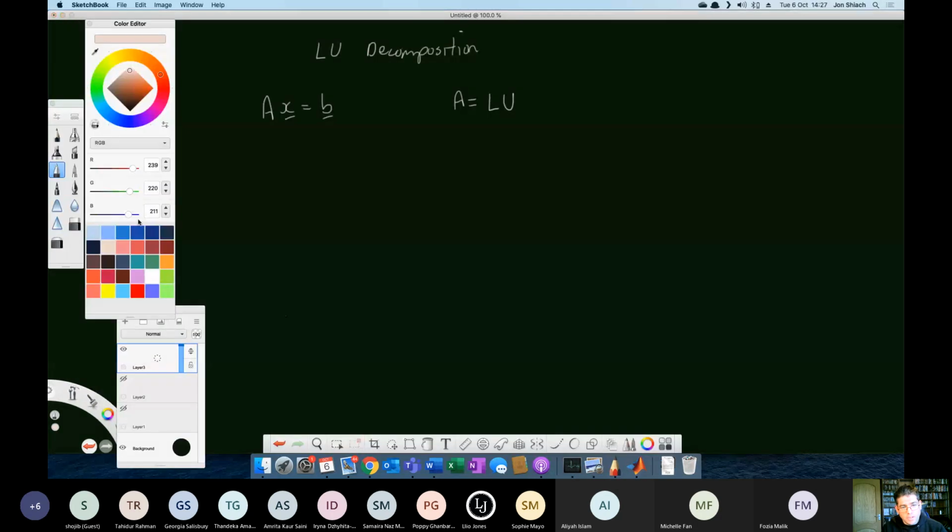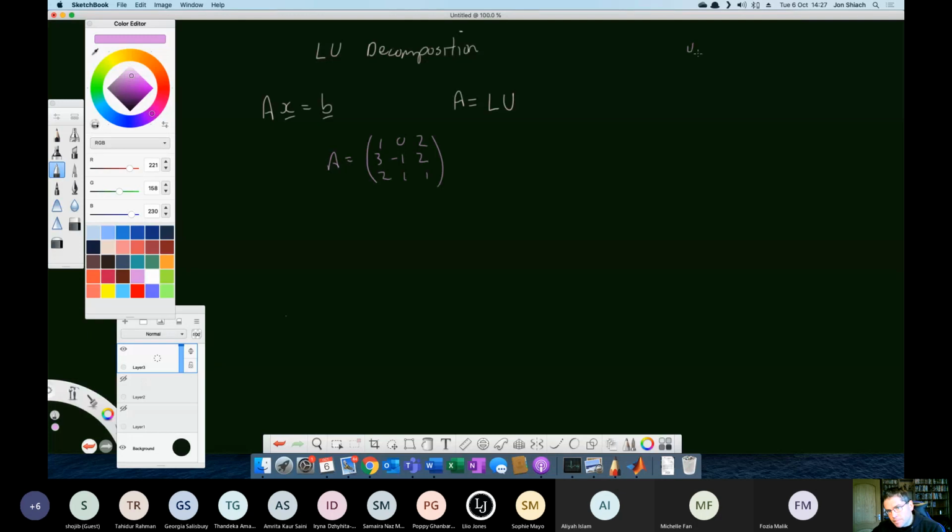So the example I'm going to make up is totally off the top of my head. It's not special at all. I'm going to give myself some values: 3, minus 1, 2, 2, 1, 1. I just made them up because you notice they're quite small, so I don't want to make life too difficult for myself. So I'm going to seek to find two matrices L and U which, when multiplied together, give me A.